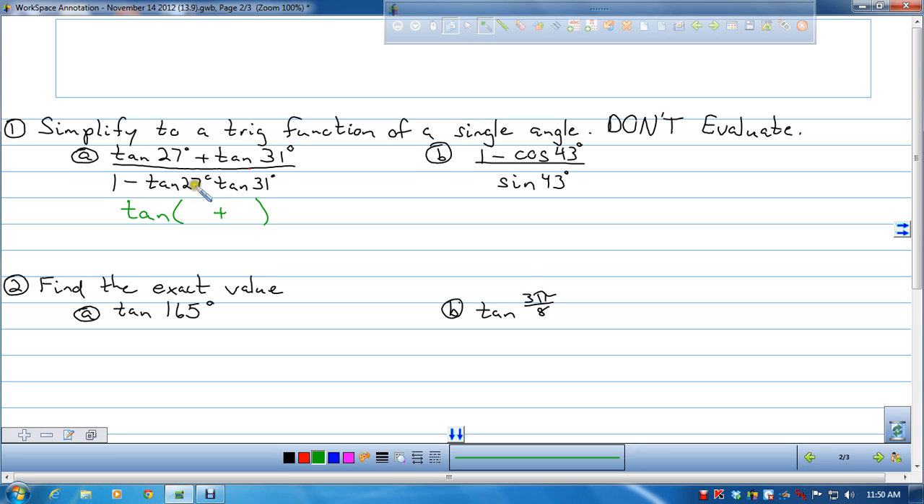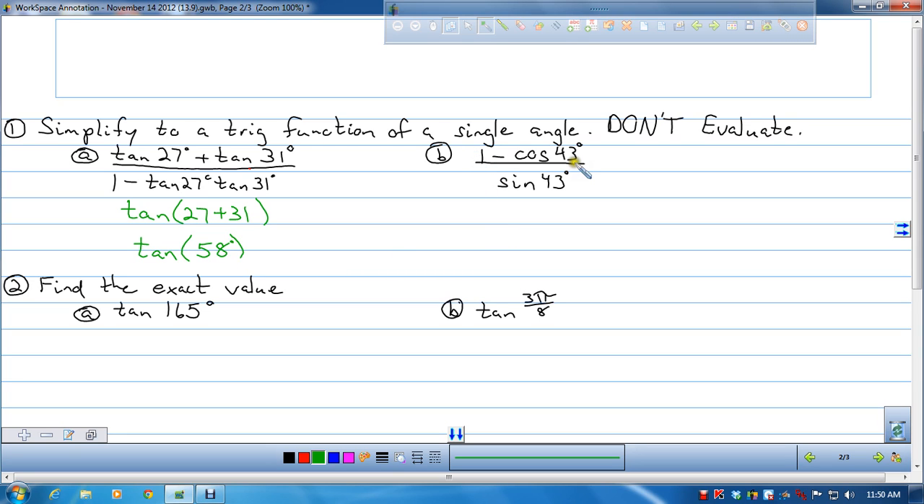So what takes the place of alpha here? Well, it's 27 degrees. What takes the place of beta? It was 31 degrees. So if I'm writing this as a single angle, I have the tangent of 58 degrees. Okay. And it said don't evaluate. Obviously, this didn't really help us out much, right? We don't know the exact value of this one either. That's fine. All we're doing is working on recognizing these patterns. Okay.